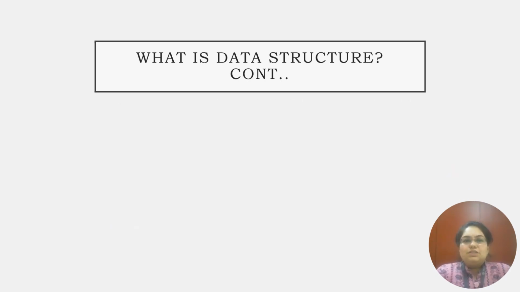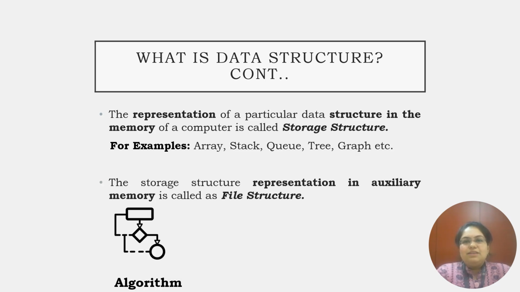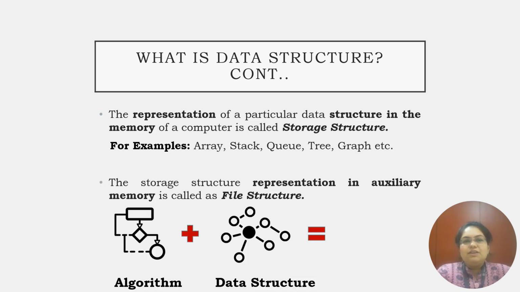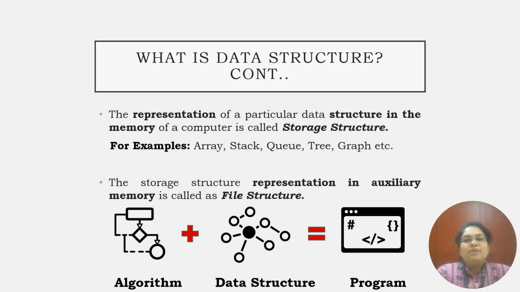The storage structure is basically the representation of a particular data structure in the memory of a computer. And file structure is the storage structure representation in the auxiliary memory. For example, array, stack, queue, tree, these are examples of storage structure. When we combine data structure with an algorithm, we can create a program.